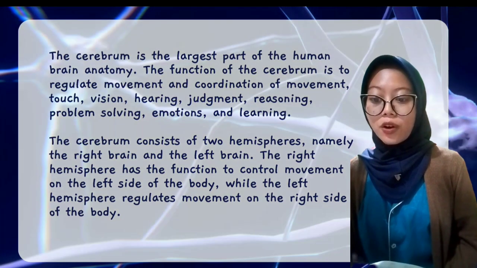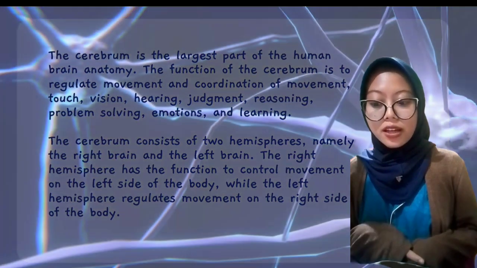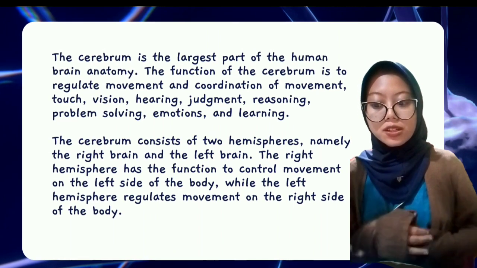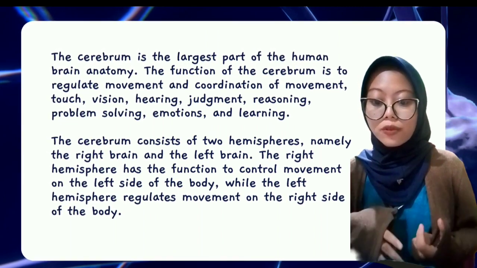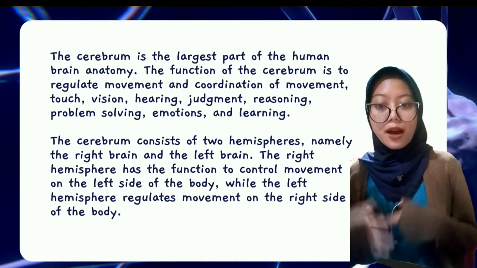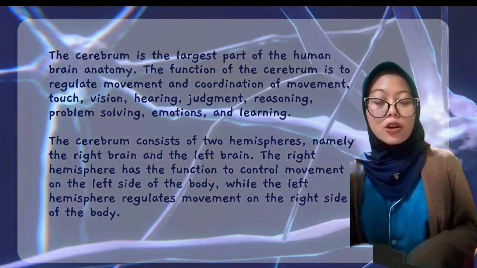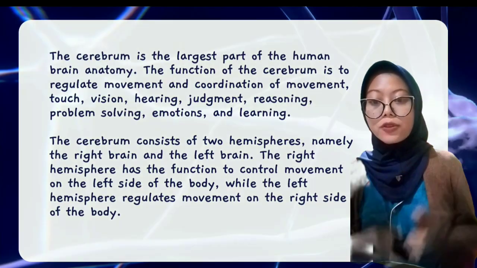The cerebrum consists of two hemispheres, namely the right brain and left brain. The right hemisphere controls movement on the left side of the body, while the left hemisphere regulates movement on the right side of the body.